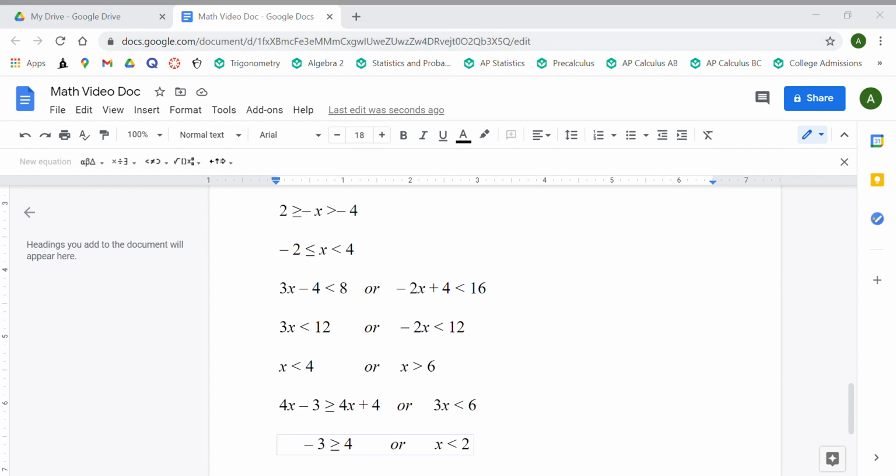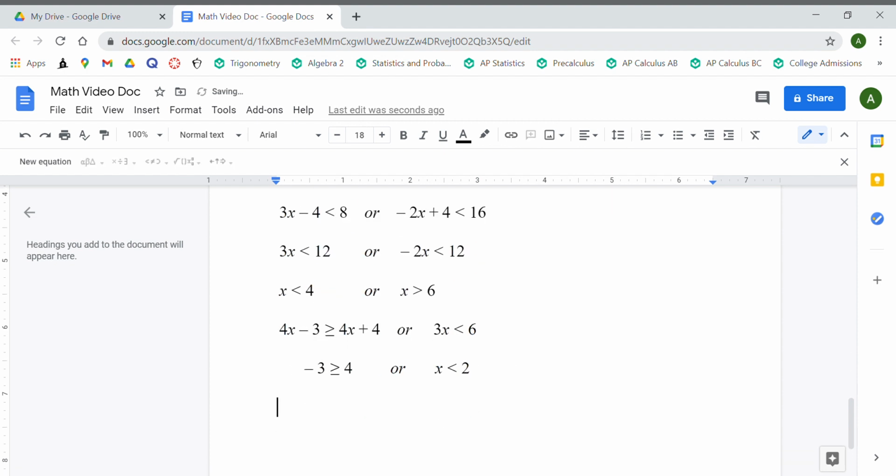So it's less than 2. We draw an open circle and shade to the left. Alright guys, that's it. Now, I wanted to give you some extra insight on solutions to compound inequalities. So, let's say you have something that looks like this.